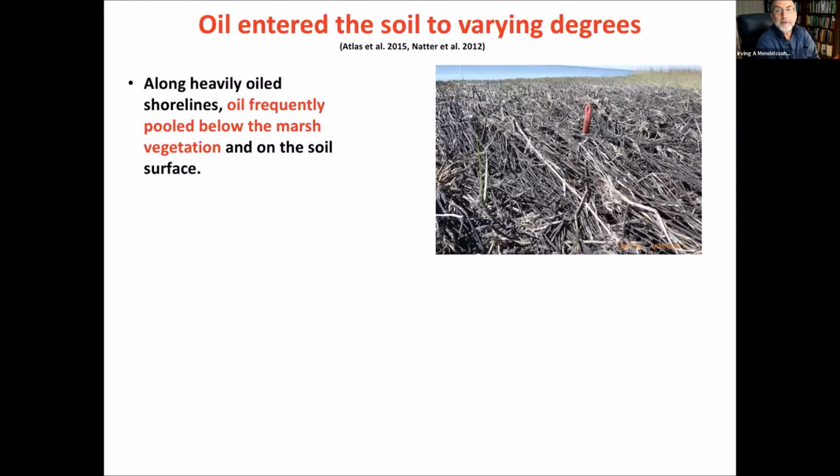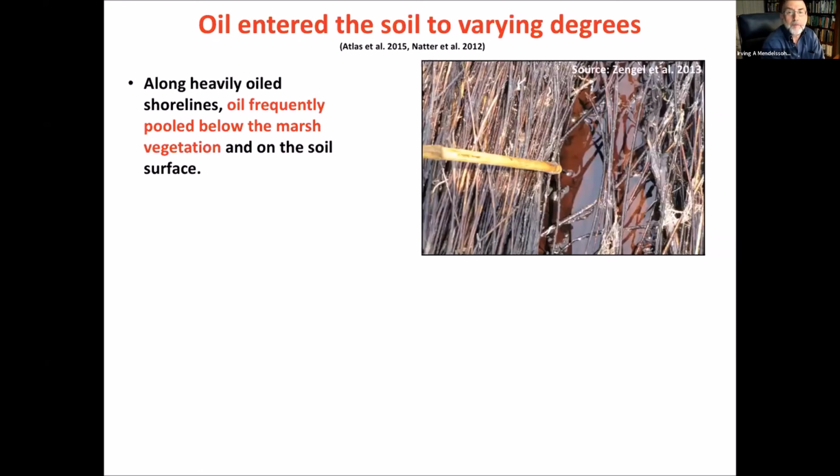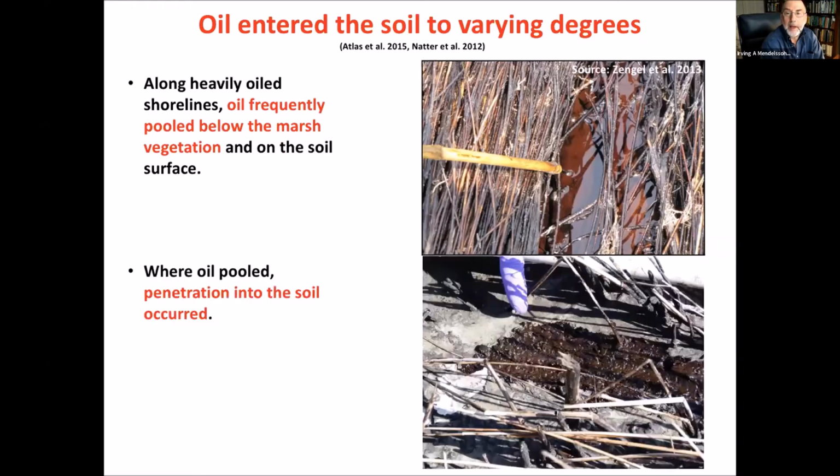Oil impact on vegetation can also be a function of whether the oil penetrated the soil, and this especially along heavily oiled shorelines, as you see in this photograph. Oil often pooled below the marsh vegetation and allowed oil to penetrate the soil in some locations, as you see here, especially during times of warm temperatures.